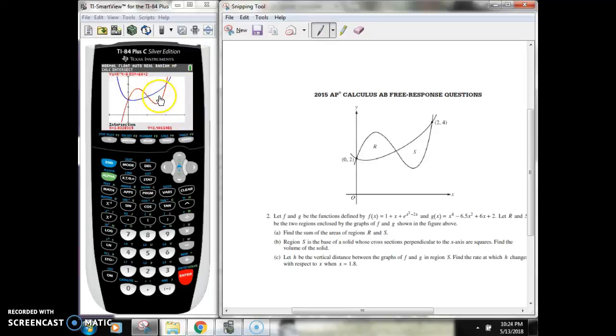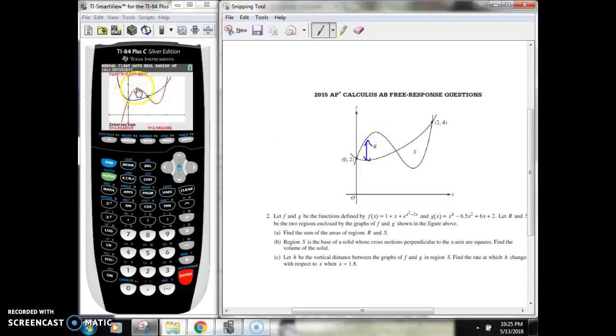So what I wanted to look at today is how to use the functions within the calculator in order to solve the actual problem. So we're going to be looking at part 2a, which says find the sum of the area of the regions R and S. So we know from calculus that the area of a region is found by taking the integral of the greater function minus the lesser function. So we have to look at that gap between the functions.